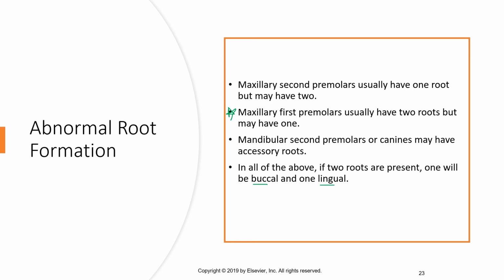So of the mandibulars, you're going to see the bifurcated roots more commonly on the canines. Okay, and then in the maxillary, you're going to see two roots on the first premolars, and those are kind of the key ones to know. Okay, let me just star this one also.